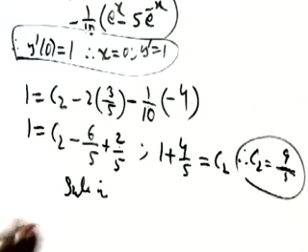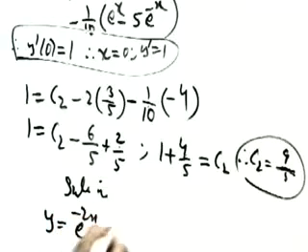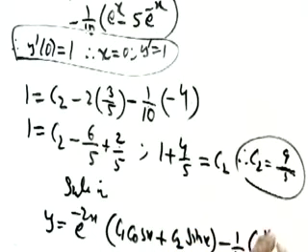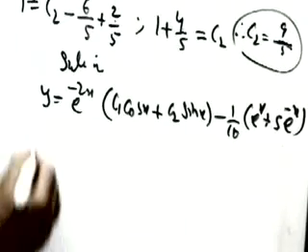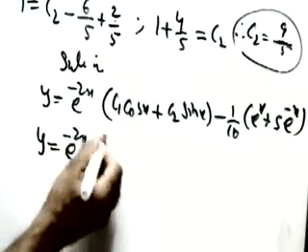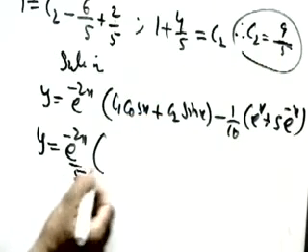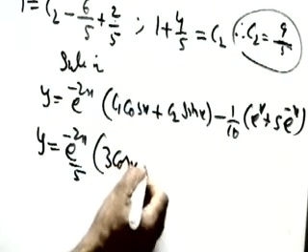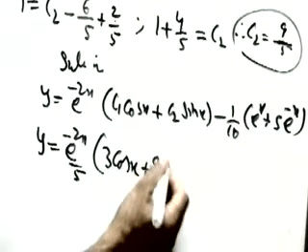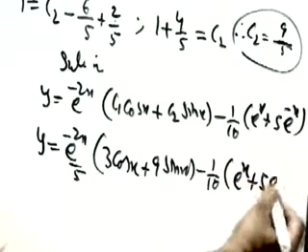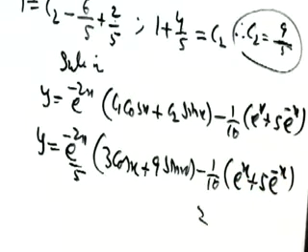So let me substitute this in one. Substituting in, y equals to e power minus 2x into c1 cos x plus c2 sin x minus 1 by 10 into e power x plus 5 e power minus x. Now let me substitute these values here, the last step. y equals to e power minus 2x, c1 we got as 3 by 5 and c2 is 9 by 5. Let me take out 5 outside, so it will become 3 cos x plus 9 sin x, minus 1 by 10 into e power x plus 5 e power minus x.